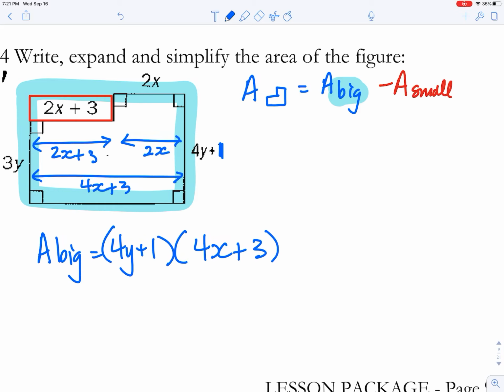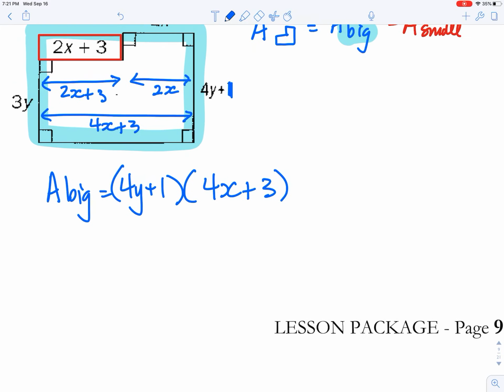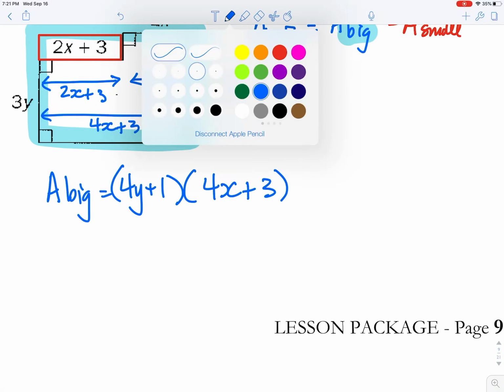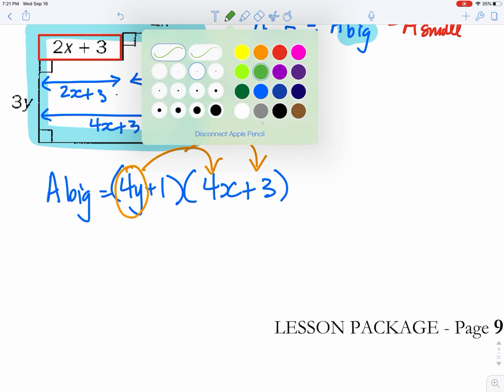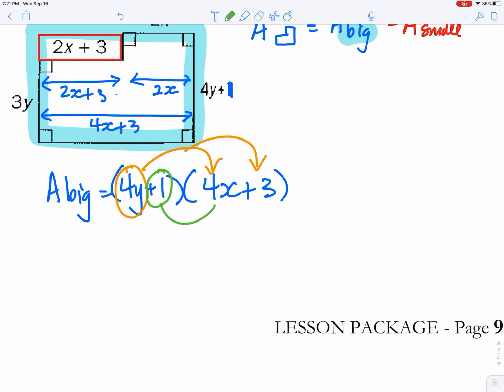Now this is something new we haven't seen. We've seen where we have one term out front, but when we have two terms out front, we're going to make sure that each and every part of the first bracket multiplies onto each and every part of the second. So that 4y, I'm going to multiply it by those two. And then I'm going to take, I hope you can see the different colors, that plus 1, and make sure it multiplies on every part as well.